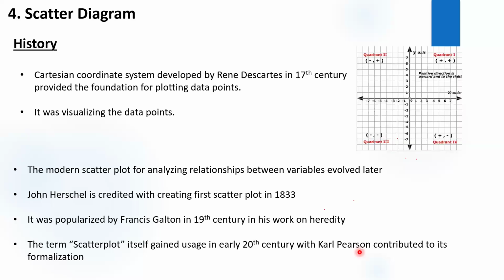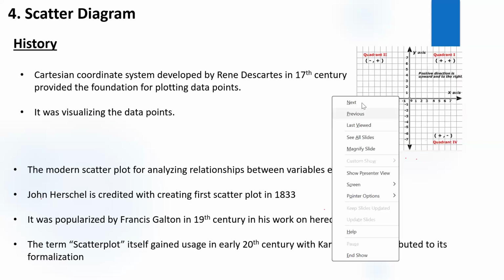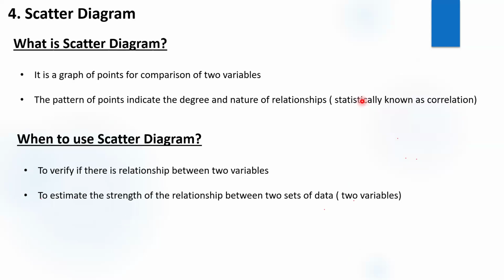So, two main points. It is used to analyze the relationship, that is point number 1. And second, it is used to analyze the relationship between variable data. Data should be variable, meaning we cannot use the scatter plot for discrete or attribute data. Is it clear? Please type yes if it is clear. We use the scatter plot only for variable data. Clear now? Yes, sir.